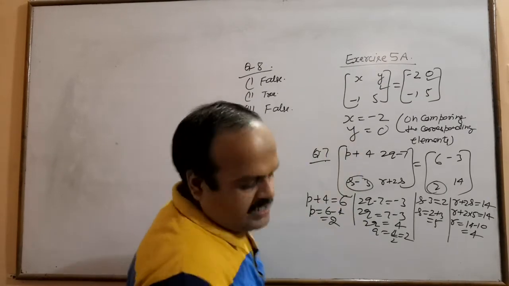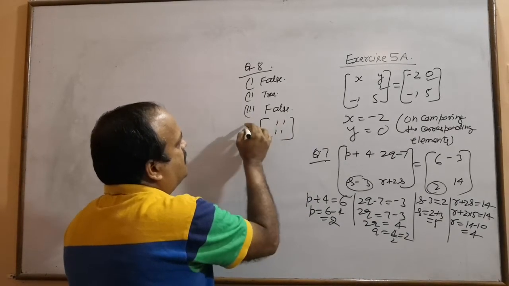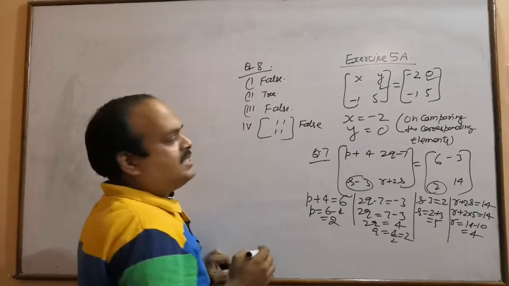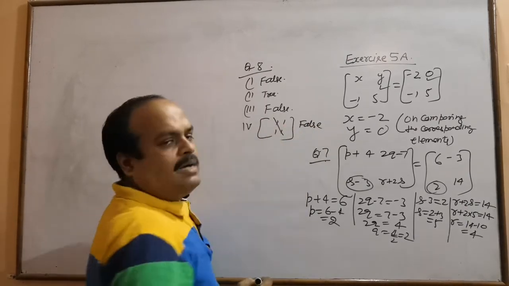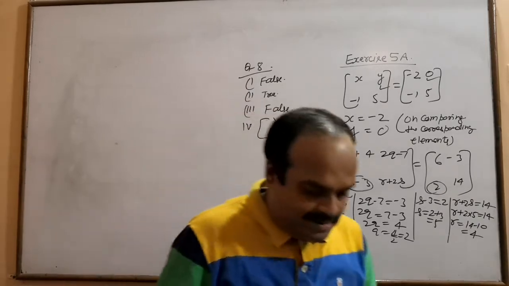Next, the matrix with all entries 1 is a unit matrix. No, it is not a unit matrix. False. It will be a unit matrix only when on the leading diagonal we have 1, 1, but the other elements should be 0. So it is false.